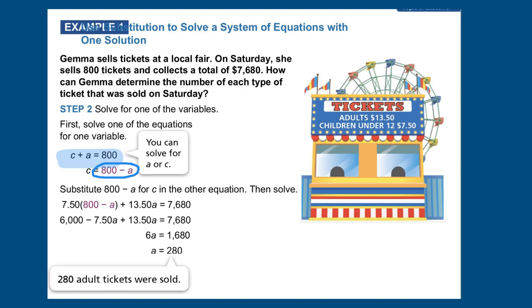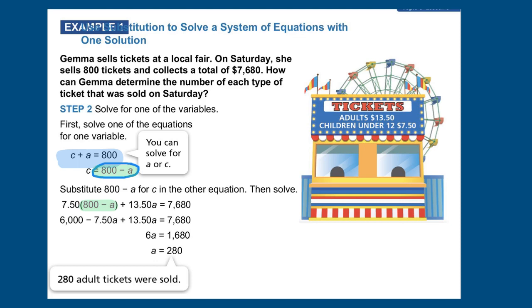I am going to take this 800 minus A, and I'm going to fill it in where the C variable used to sit. So if you remember, we took $750 times the children's tickets. Well, instead of C, I'm going to put my 800 minus A in there. And then we just continue, plus $1350 times every adult ticket equals the grand total of $7,680.